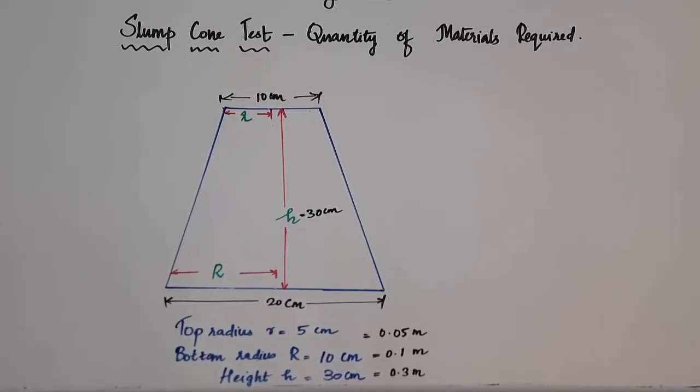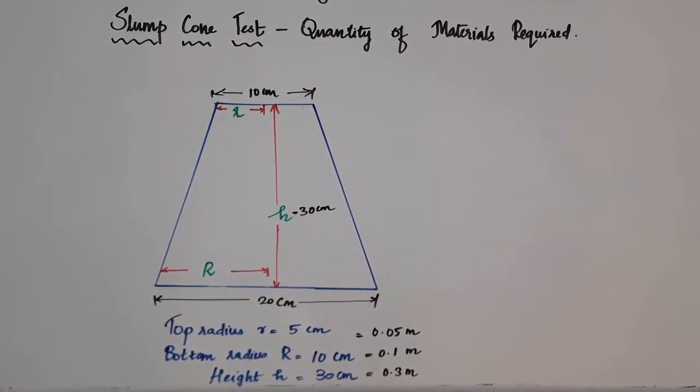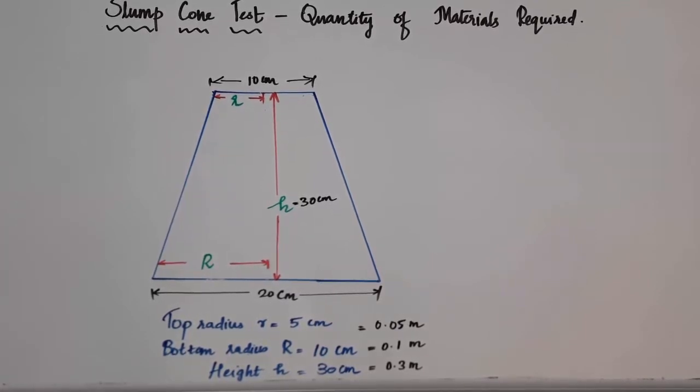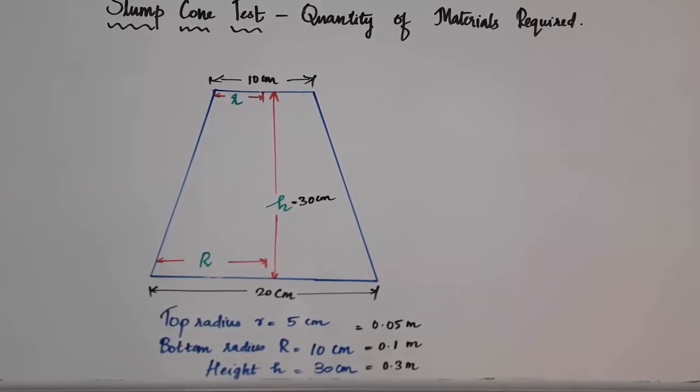So we have the top radius small r equal to 5 cm, that is 0.05 meter. Bottom radius capital R equal to 10 cm, which is equal to 0.1 meter, and height h equal to 30 cm, which is equal to 0.3 meter.